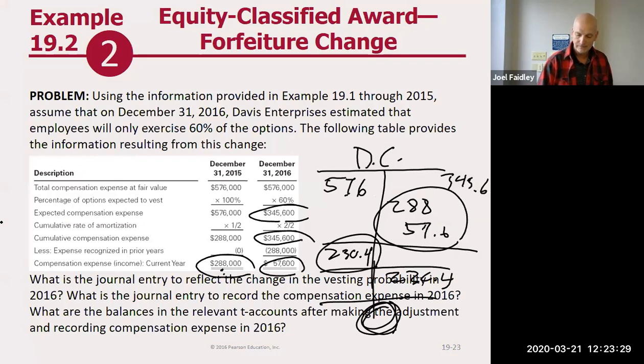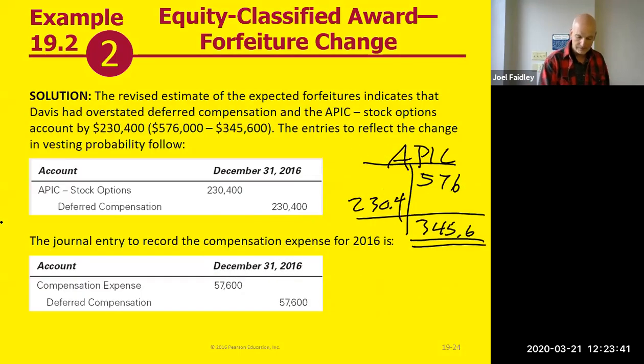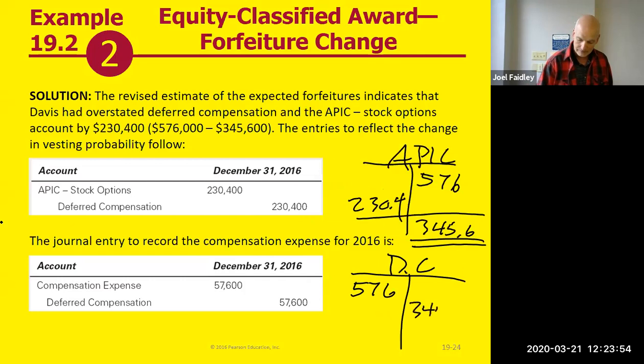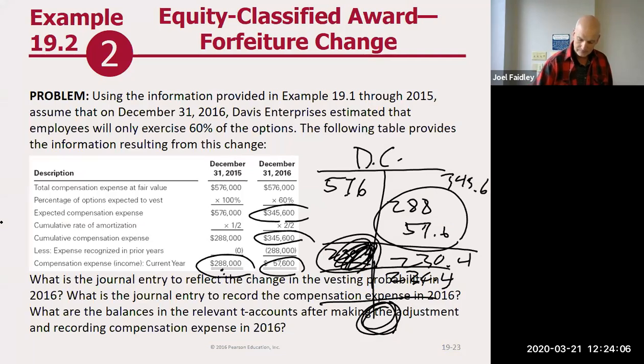So if I'm debiting, excuse me, that should be over here, right? I put that in the wrong place. Deferred compensation, $230,400. Stock options has to be reduced. Put my deferred comp here. So deferred comp was 576, right? And we've had 345.6. This leaves me, no, I had it in the right place. Yeah, I should have left that there. That's okay, because there's my journal entry to remove it. I was looking at the wrong thing.